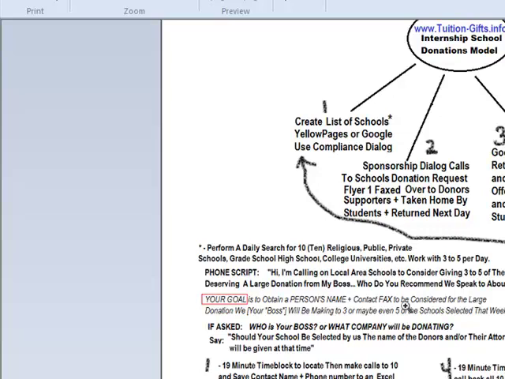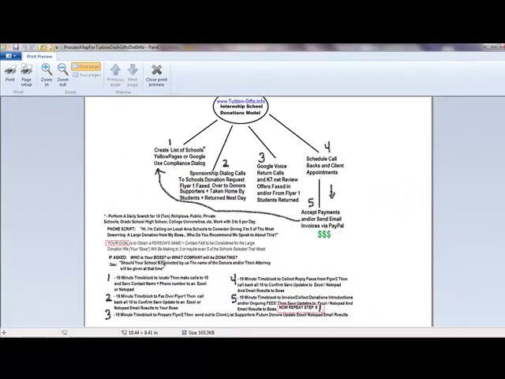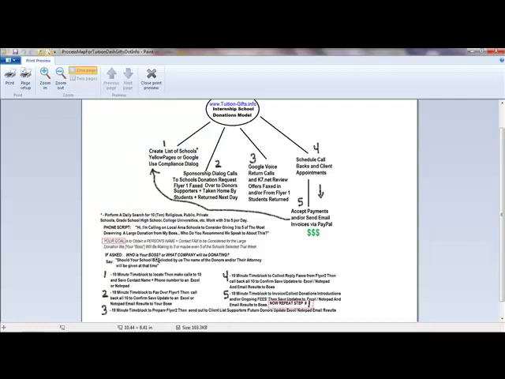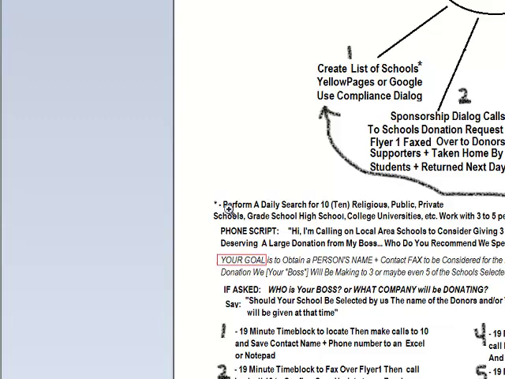But should you want details, we'll need the contact name of the person, and also the fax number for them, to be considered, or your school to be considered for our large donation. Should they ask, well, who is your boss, or what company will be donating? You simply say, well, should your school be selected by us, the name of the donors and or their attorneys will be given at that time. Should we remove your school from the list, or who do you recommend we give the large donation to?